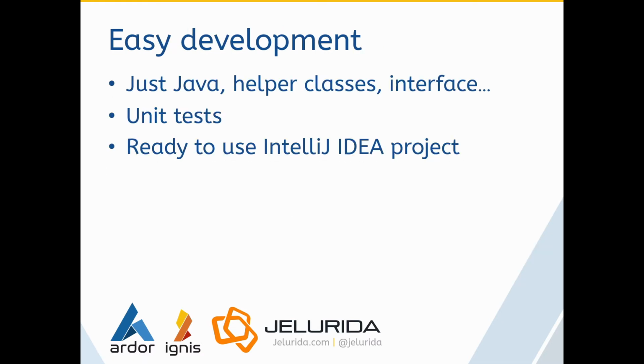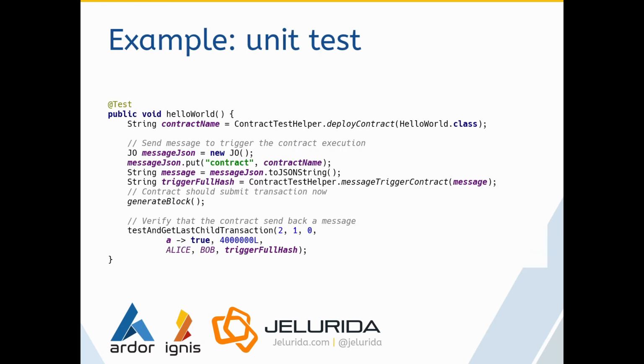So you see, writing smart contracts easily with Java is possible. Also, testing them should be easy. We provide JUnit helper classes, so it's really easy to unit test your contracts without even having to deploy them. For example, this will be the unit test for the same hello world contract that we've shown before.